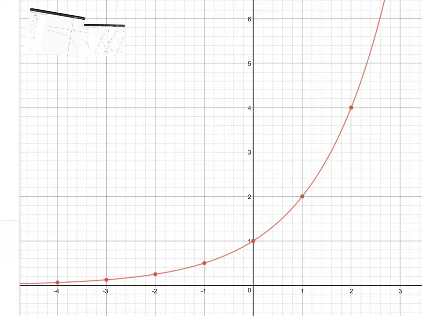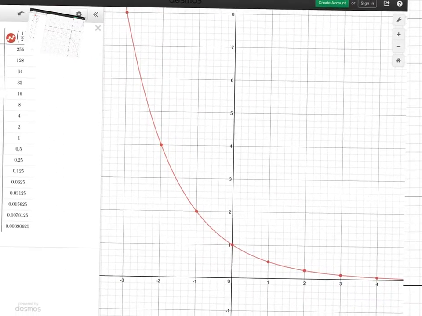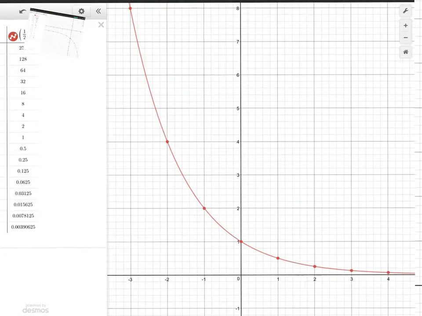Now let's compare that with this one over here. Is that one growth or decay? Decay. It's decay. Why? Because from left to right, it decays down to a certain value. In this case, the value of 0, the y value of 0. Make sense? Yeah? Okay.